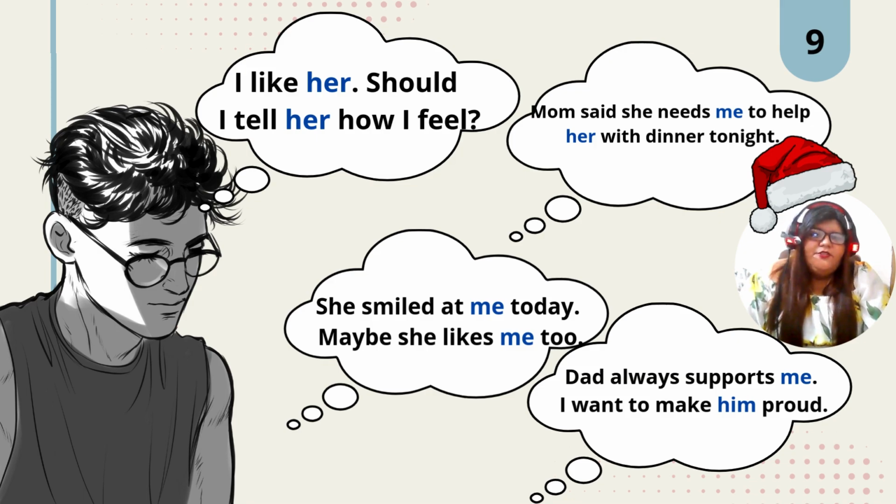We have two object pronouns, me and her. She smiled at me today. Maybe she likes me too. We have the same in the same sentence if it's possible. That always supports me. I want to make him proud. If you see here, even in his thoughts we used the object pronouns, for you to see why they are very important in sentences.